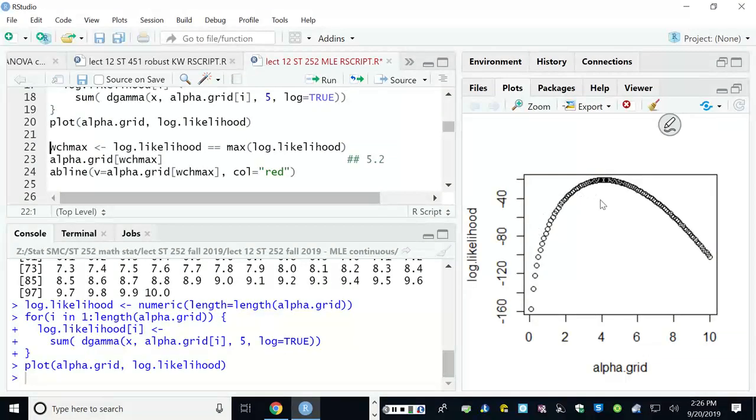So this is the log likelihood function. That's the little l of alpha, log L of alpha. This is the function, right? So the maximum is somewhere around 4 or 5, something like that.